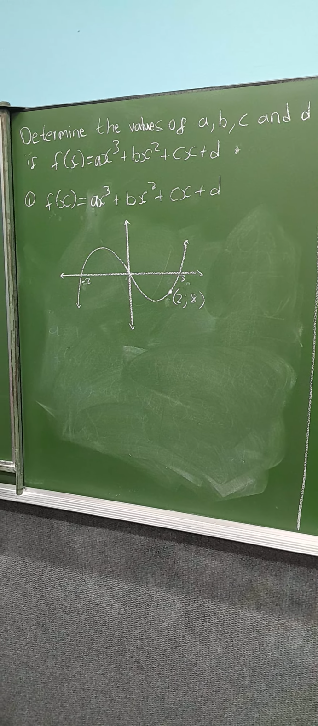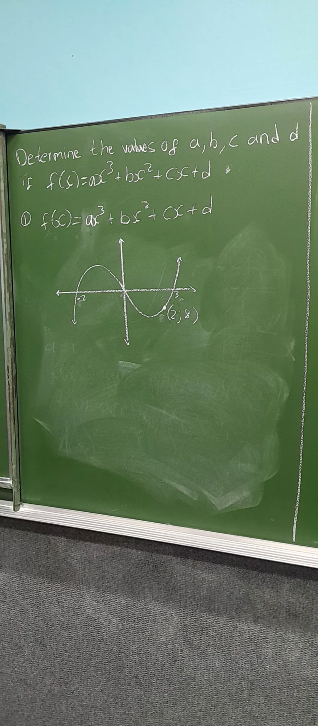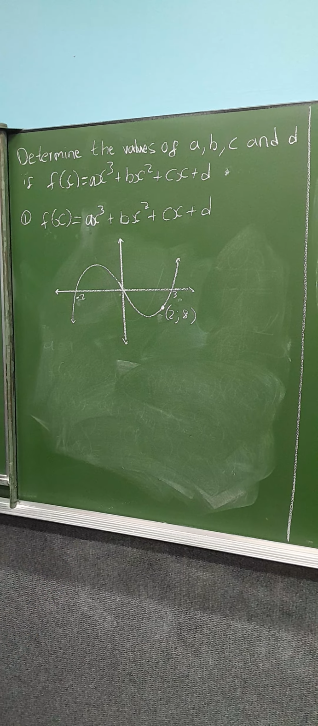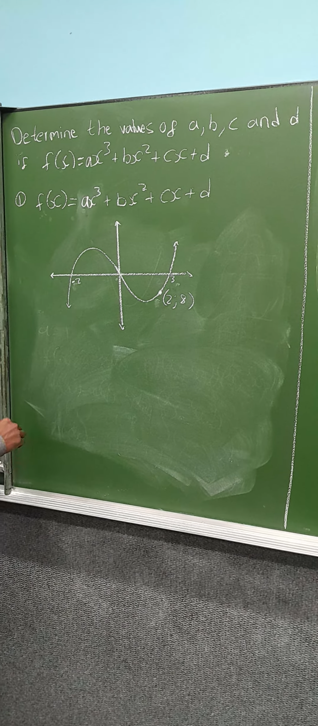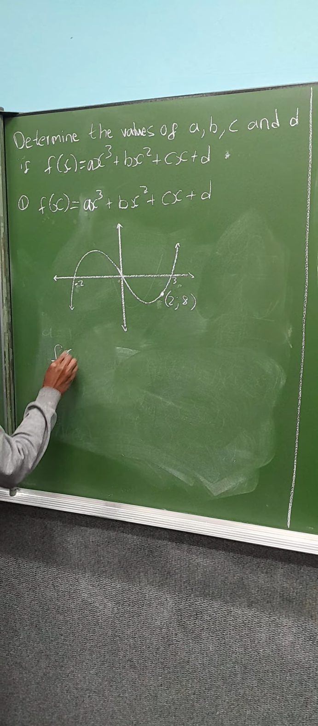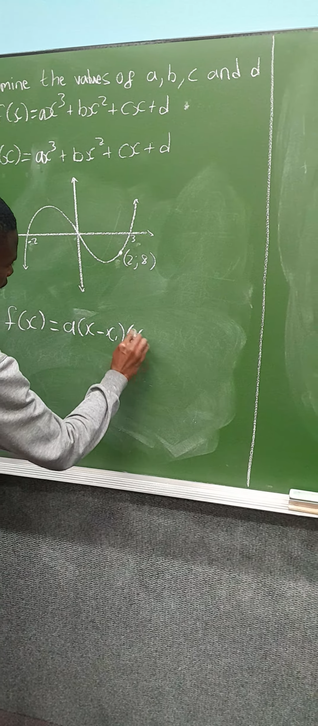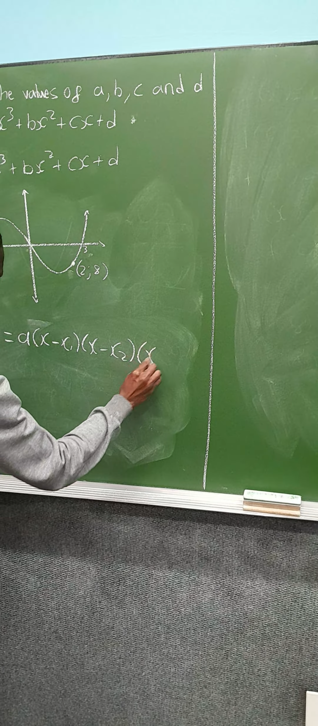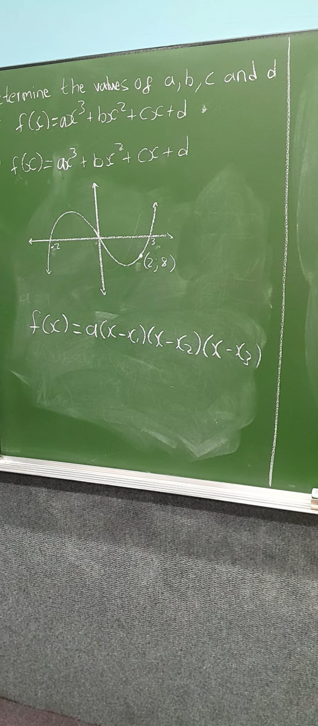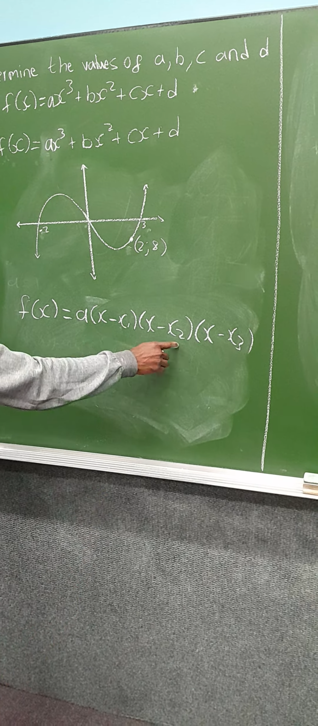So now we need to know the equations we use in order to determine what? To determine the equation of the graph. The first one is the one that we are given, which is x cubed plus bx squared plus cx plus d. And then for the second one, we have about 3 or 4 of them. So we have f of x equals a into x minus x1, x minus x2, and then x minus x3, where x1, x2, and x3 are the intercepts in the graph. So you only use the intercepts for x1, x2, and x3.